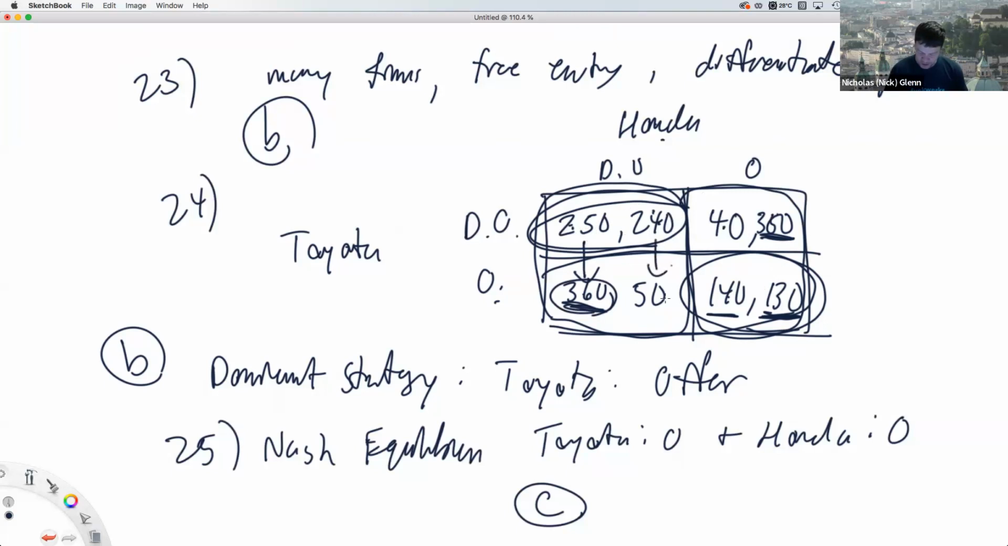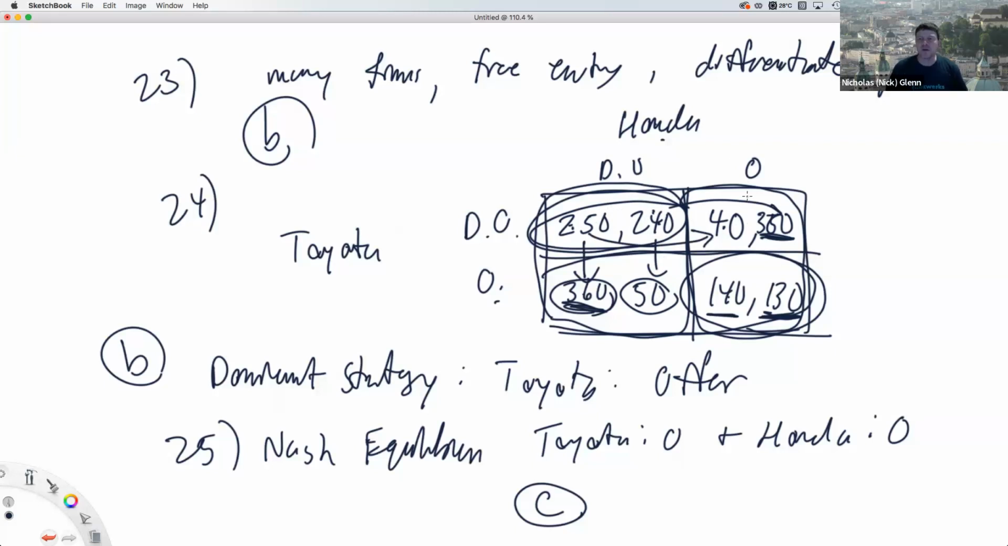Well, what happens to Honda here? Well, they lose out. They're losing profit. So it hurts them. Okay. And it goes the same for Honda. They could deviate and be better off. If Honda deviates and Toyota's like, okay, I'm not going to offer, well, Honda could be like, well, instead of 240, I can get this 350. But what happens to Toyota? Well, they lose out. Right?